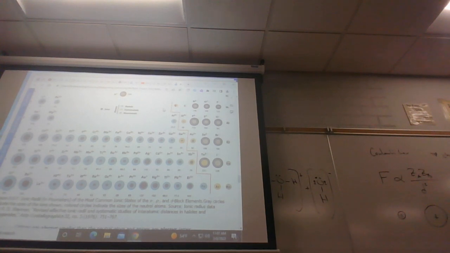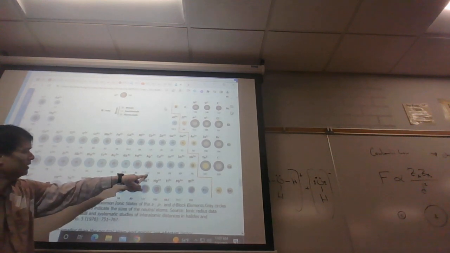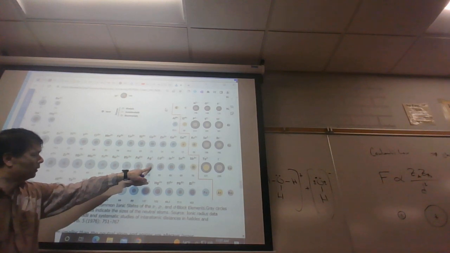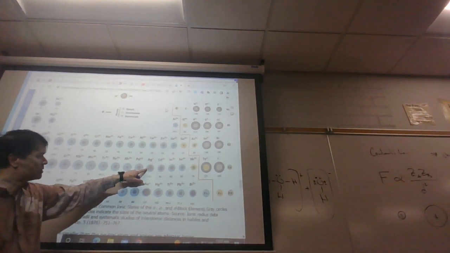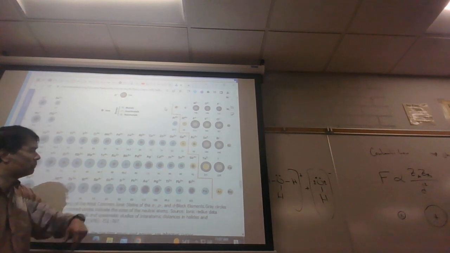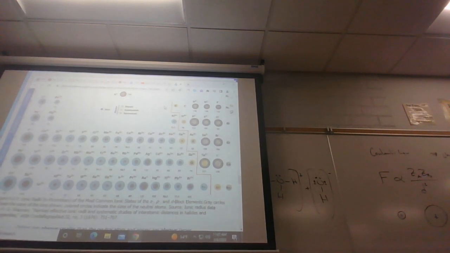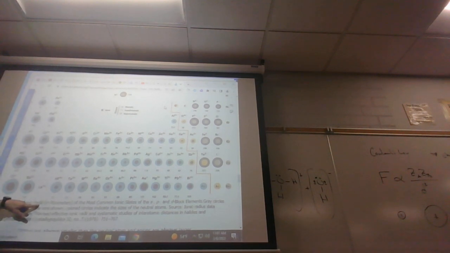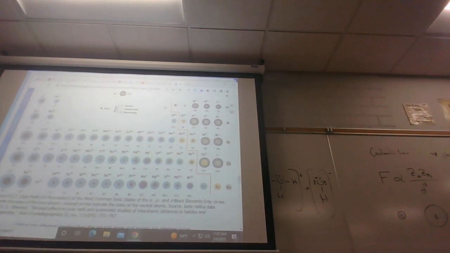is it so reactive? You know, the silver ion is 115 picometers. The dark spot is the ionic diameter here. The light circle is the element's diameter. Is this radius or diameter? Radius is halfway, diameter is full way. Okay, no, sorry, it is radii. So double it for the diameter.